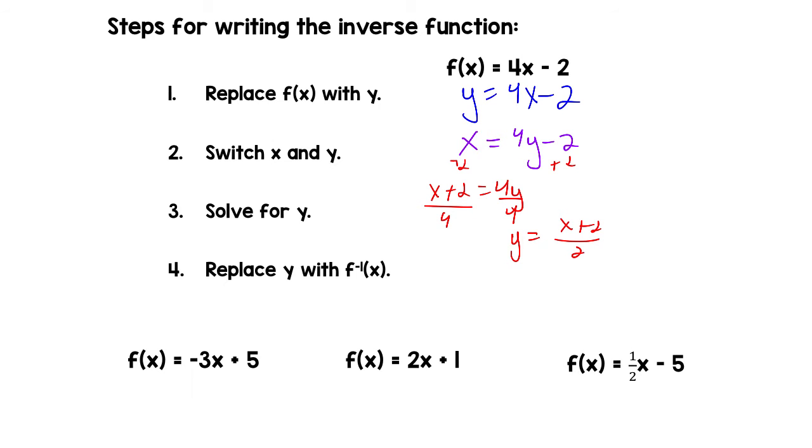Now we're going to replace y with f inverse of x. And that's how we say this, f inverse. That's what the little -1 means, of x. So this becomes f inverse of x equals (x + 2) over 4. That should be a 4. I'm sorry.